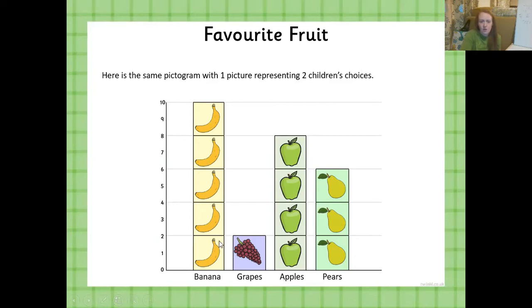So here if we go across, the grapes now means 2. It doesn't mean 1 anymore, it's matching with the 2. And the apple's the same, going across. This now means 2 children wanted apples, and going across, this means 2 children wanted pears. So it's really important that we look at the scale on the side, okay? Now it's giving me the same information.